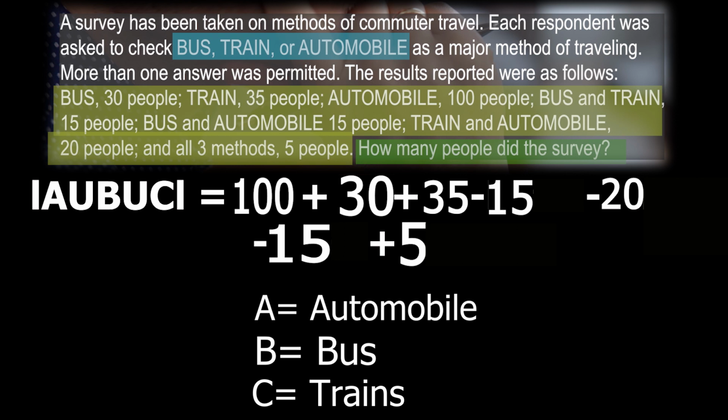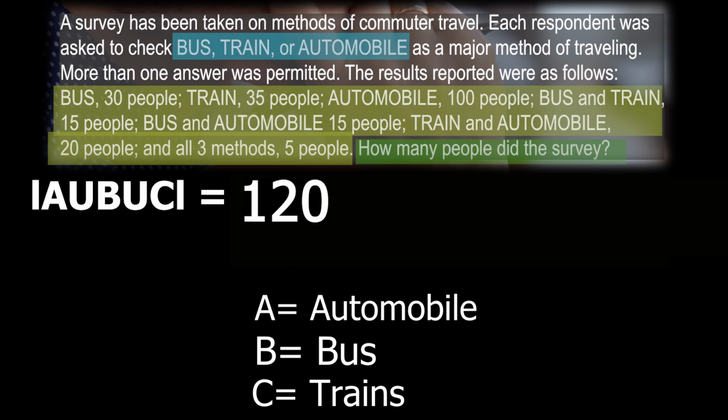Running this through the calculator gives you the cardinality of A union B union C being 120, which is how many people that took the survey.